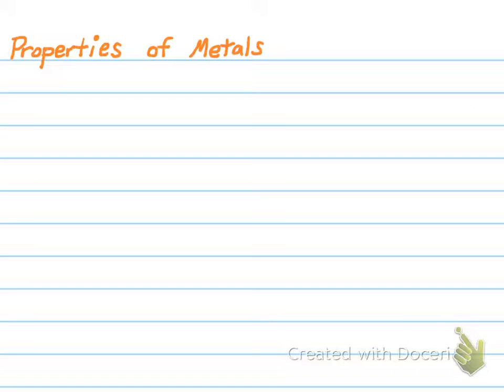This accounts for some of the properties of the metals. Remember back in chapter 5, one of the properties that we said was true of metals is that they are good conductors of electric current.